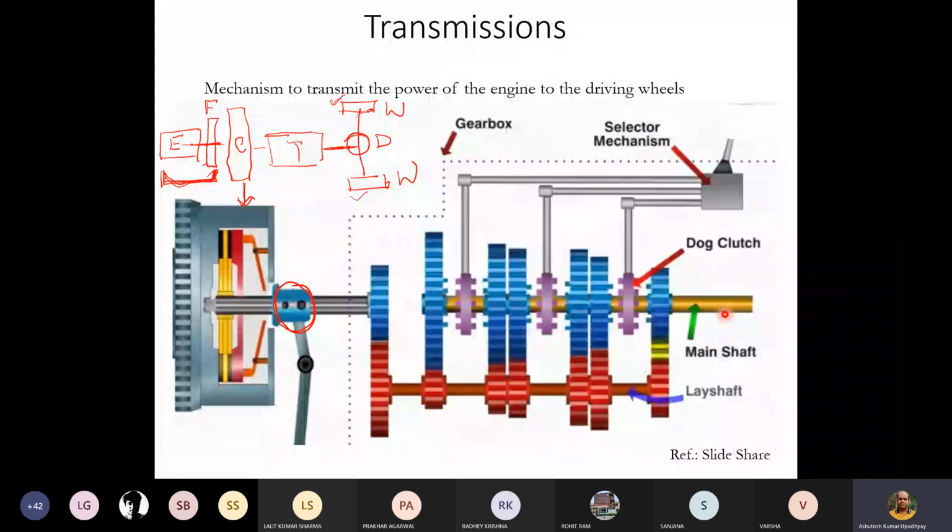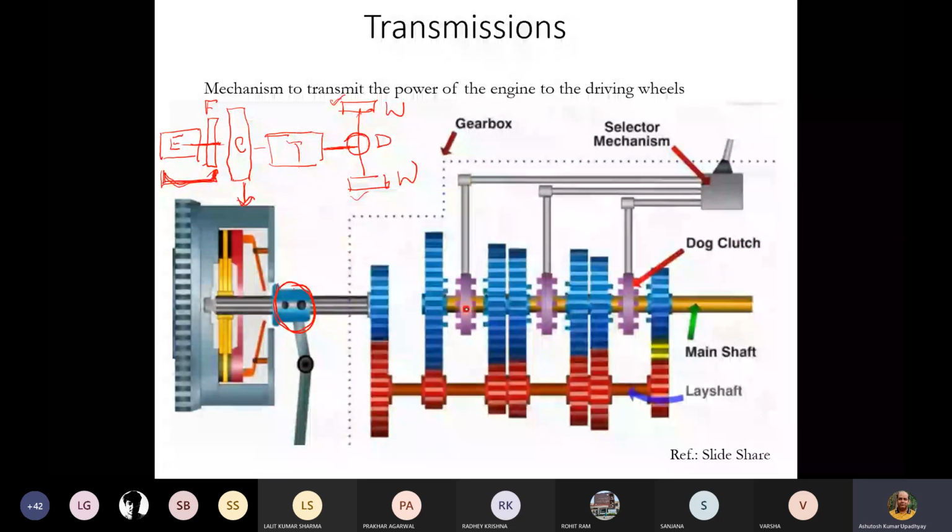Okay, so here we have got now the dog clutches. Okay, we have got the gear selector mechanism. You apply gear 1, 2, 3, 4, whatever is there. So that movement will create a movement in the dog clutch system. Okay, suppose you are interested in engaging the first gear.